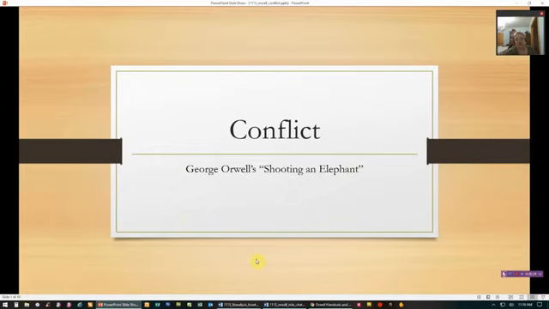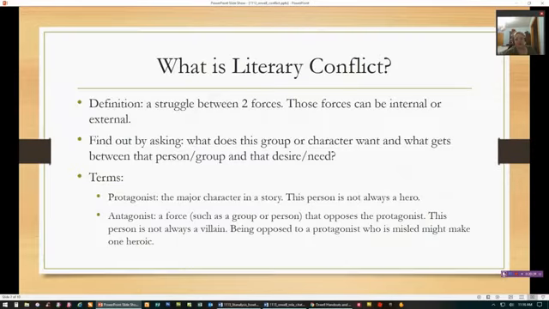So this is specifically a presentation about conflict for this story. When we're looking at literary conflict, I mean, conflict is war, right? It's a battle of some kind. In literature, we're looking at a struggle between two forces, right? And usually conflict is considered from the point of view of the main character, the protagonist.